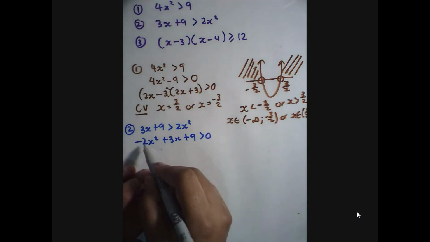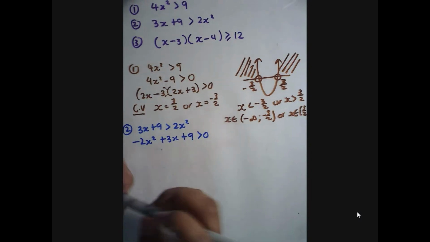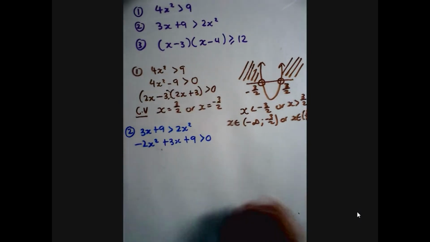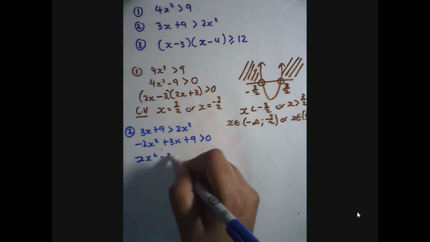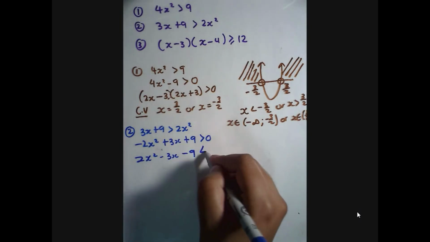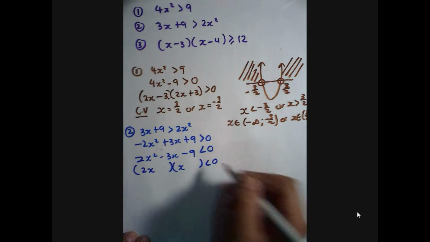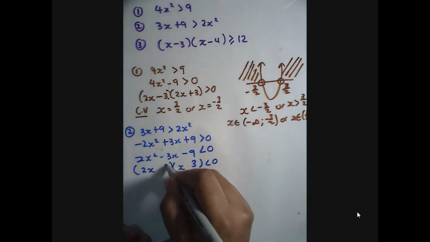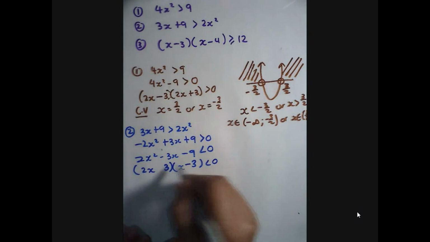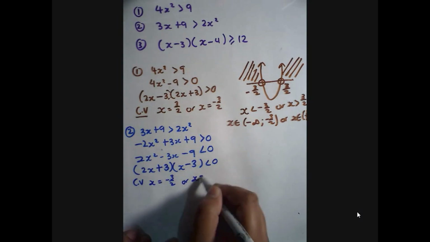I don't like a negative number, so I divide everything by a negative. When I divide everything by a negative, I'm going to get positive 2x squared, negative 3x, negative 9, less than 0. Right, now I factorize. So when I factorize, I say 3 and 3. So this times this is 6. So this must be negative, this must be positive, and my CV values are x is equal to negative 3 over 2, or x is equal to positive 3.